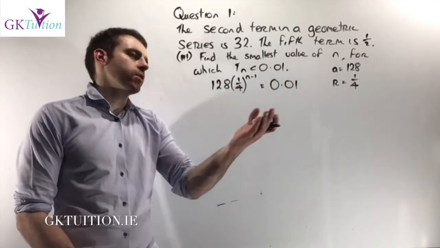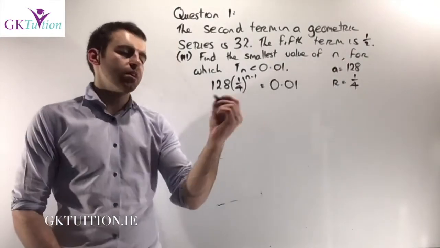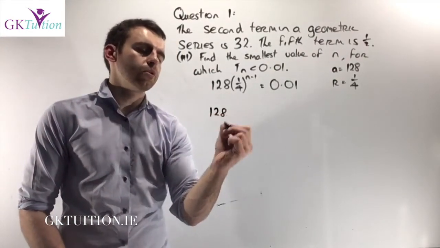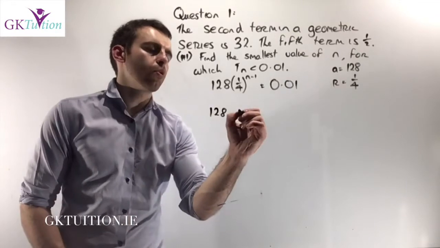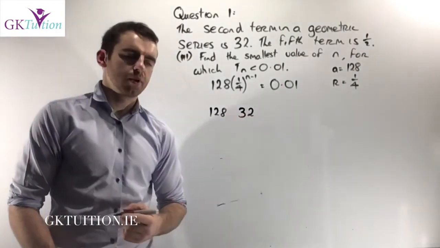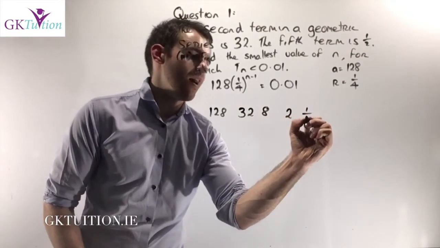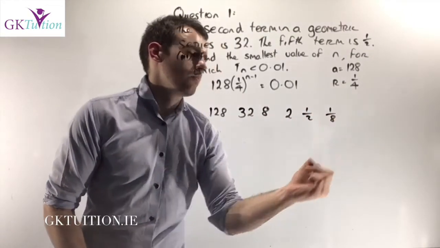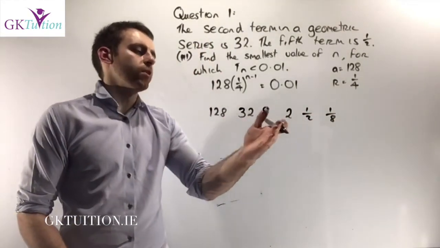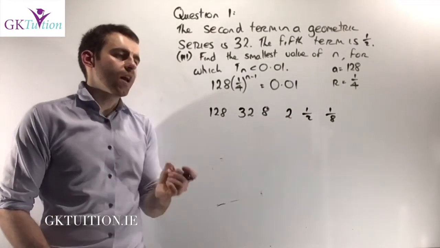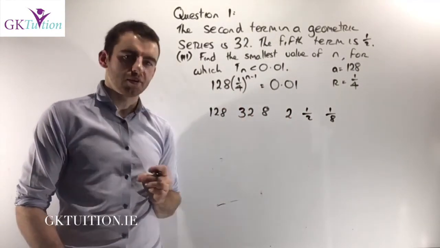In other words, I know the first term is 128. Let's just think about this for a minute. The first term is 128. If I multiply it by a quarter, the second term must be 32. I multiply that by a quarter, then I get 8. Then I get 2, then I get a half, and that's just going to go on forever. And I want to know what is the first term in this sequence that has a value smaller than 0.01.